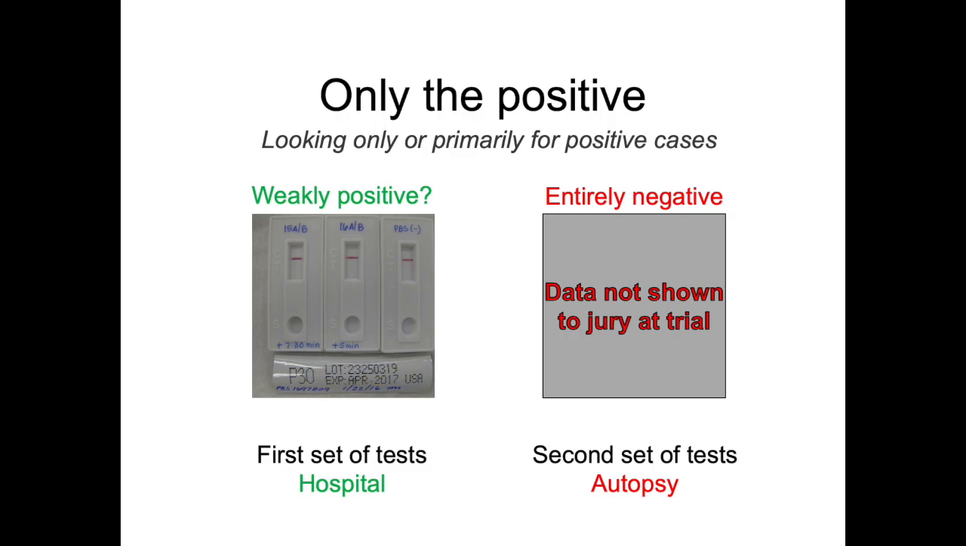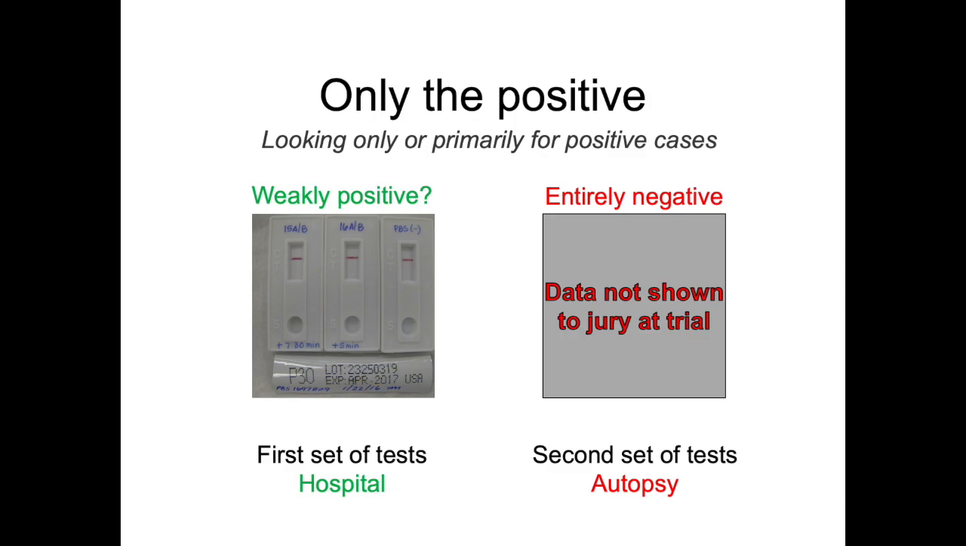On the left, we see the first set of semen tests that were taken at the hospital, which may have been weakly positive. On the right, for the second set of tests that were done at autopsy, those semen tests were entirely negative, and the data were not shown to the jury at trial.